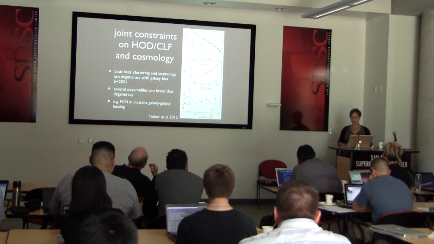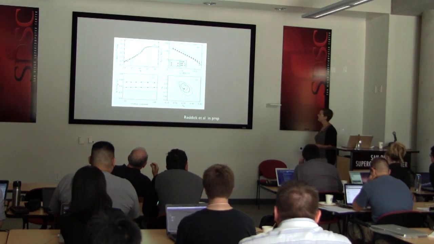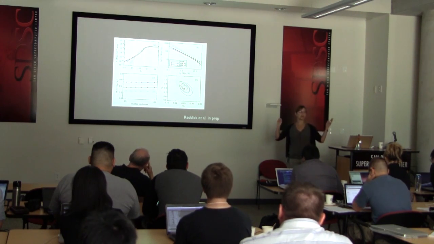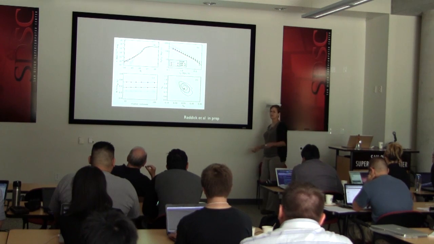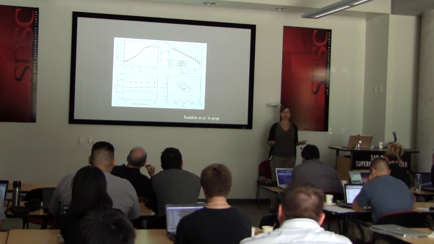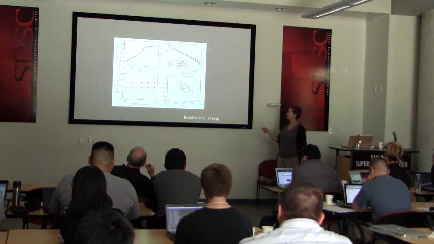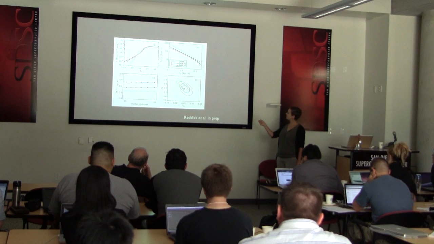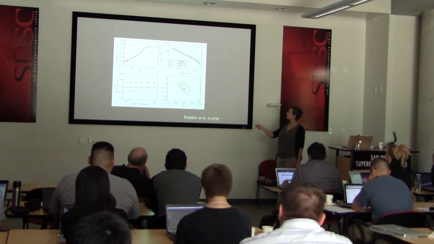We've done some preliminary tests of this to just show that this can work. This is work done with Rachel Reddick and Yu Liu, who created these SAMs, and Jeremy Tinker. So this is just showing 3 random galaxy models. 3 models that may or may not look anything like our universe, but they have a luminosity function, and they have a correlation function, and they have different mass to number ratios.